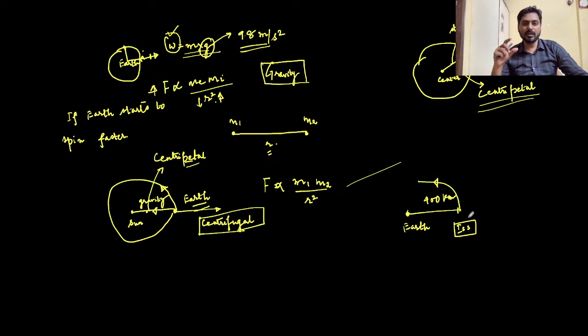If it slows down, Earth will pull it towards itself, so it will fall on Earth. So if it has to escape the gravity of Earth, it has to revolve faster. That is why it is said that it revolves 16 times a day. If we increase this distance, see, how much time does the Moon take to revolve around Earth?